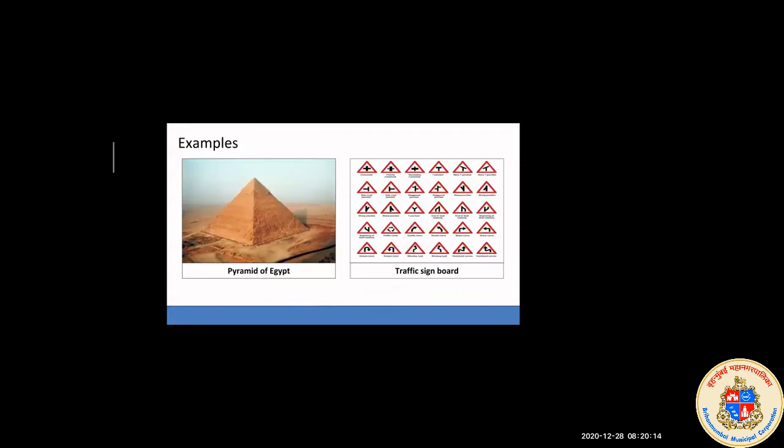The examples of equilateral triangle are the Pyramid of Egypt. All sides are equal, so we call it equilateral. Here you can see a traffic sign board. It also has all sides equal. It is also an equilateral triangle. These are daily life examples. There may be many examples like this.